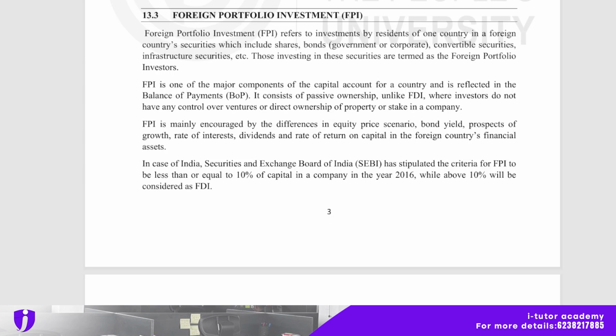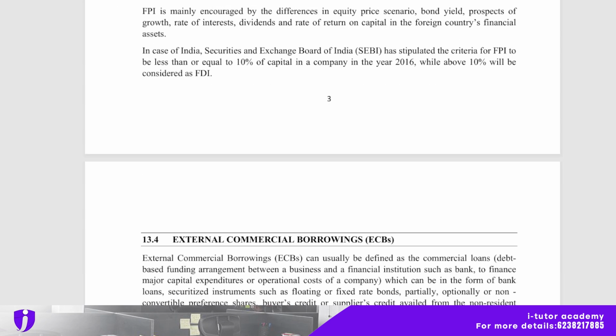FPI is one of the major components of the capital account for a country and is reflected in the balance of payments. It consists of passive ownership, unlike FDI, where investors do not have any control over ventures or direct ownership of property or stake in a company. FPI is mainly encouraged by the differences in equity price scenario, bond yield, prospects of growth, rate of interest, dividend, and rate of return on capital in the foreign country's financial asset.